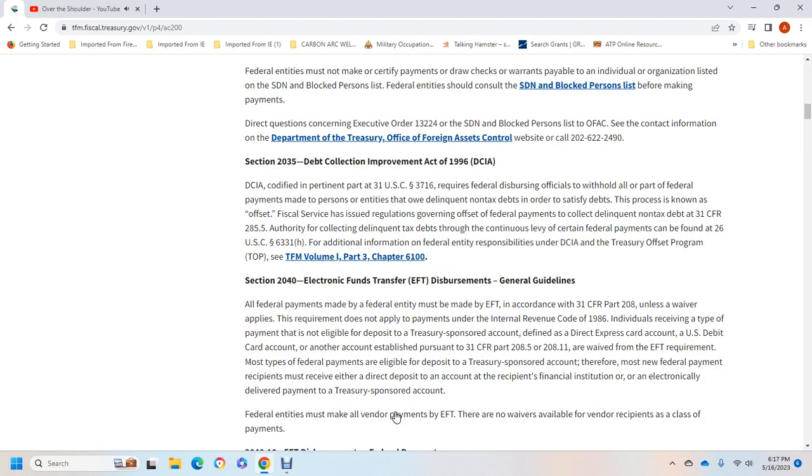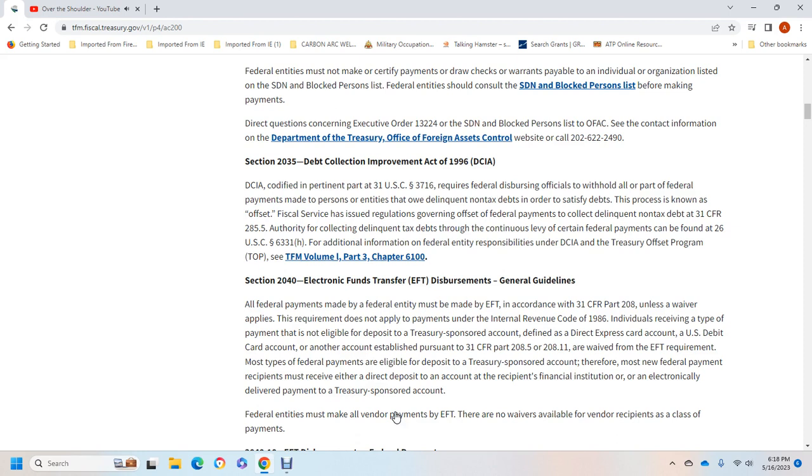Section 2040, electronic funds transfer disbursement general guidelines. All federal payments must be made by electronic funds transfer in accordance with Title 31 CFR Part 208. Waivers apply to the requirement, but it does not apply to payments under the Internal Revenue Code. Individuals who receive this type of payment and are not eligible may deposit to a Treasury-sponsored account, the Direct Express account, a U.S. debit card account, or another account established pursuant to Title 31 CFR Part 208.